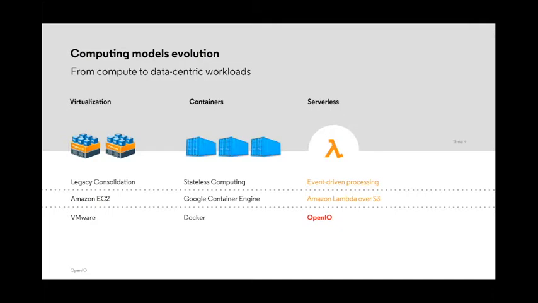The problem with containers is usually that storage is still a problem. So persistent storage is still a problem in this kind of platform. And further evolution came with AWS Lambda.